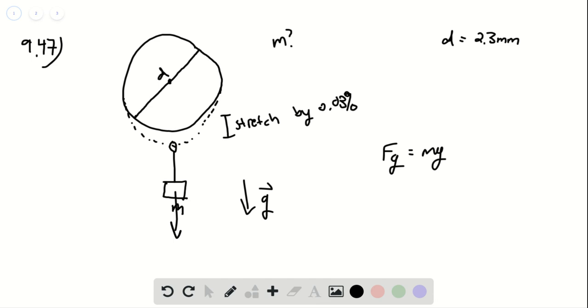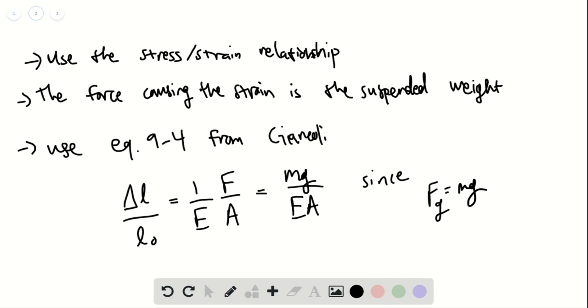So with this force and with our knowledge of Young's modulus and the relationship between stress and strain, we can apply equation 9-4 from Giancoli's book. And we can see that the force causing the strain is the weight of the mass, which is suspended from the wire here. So key points, you want to use the stress and strain relationship, which is equation 9-4, and the force causing the strain is the suspended weight. So we want to use this formula where delta L over L naught equals 1 over Young's modulus multiplied by the force divided by the area.